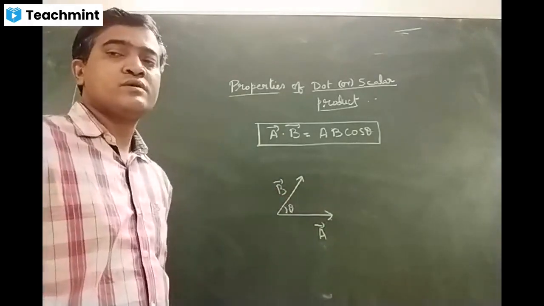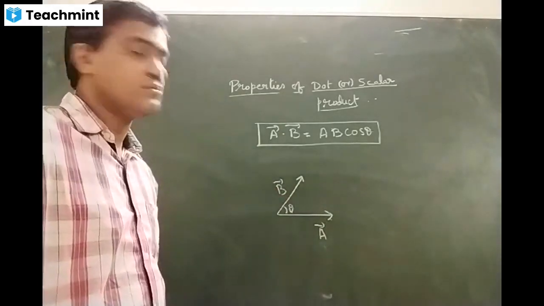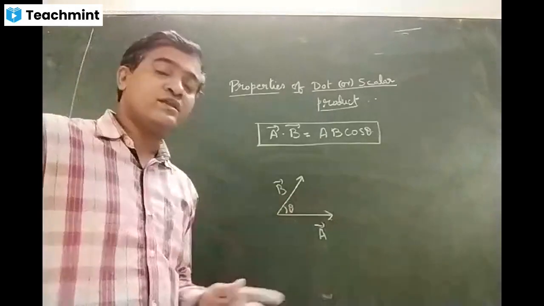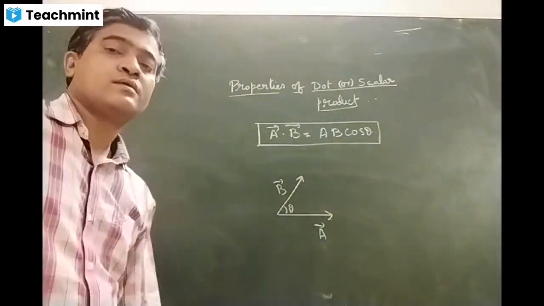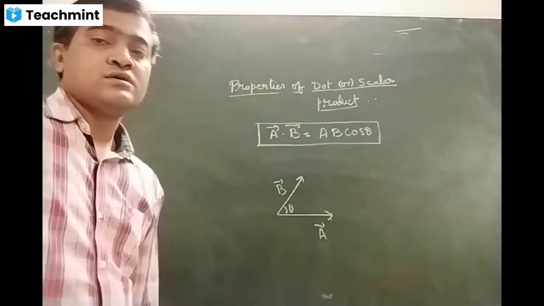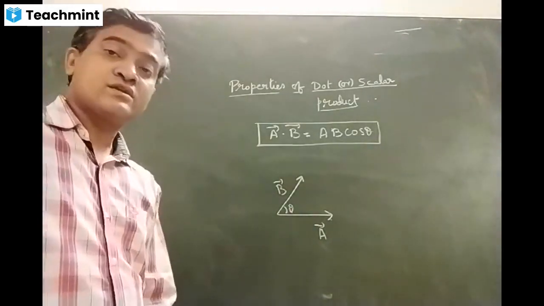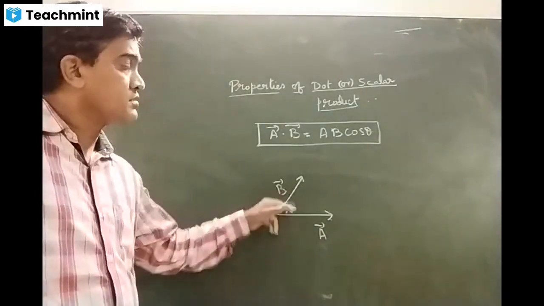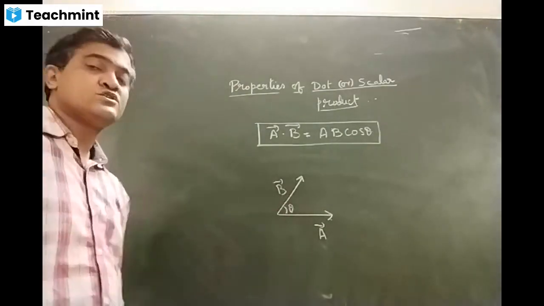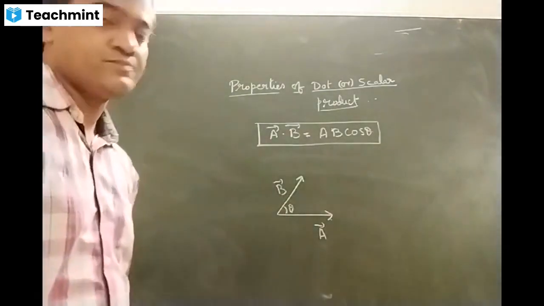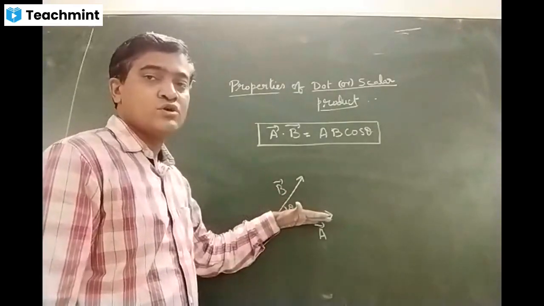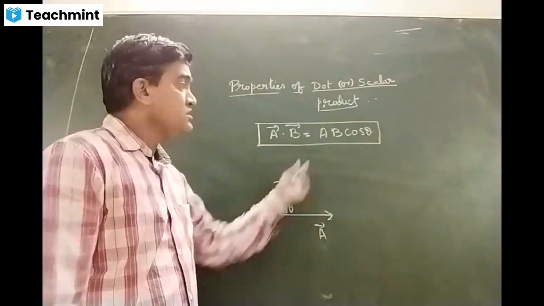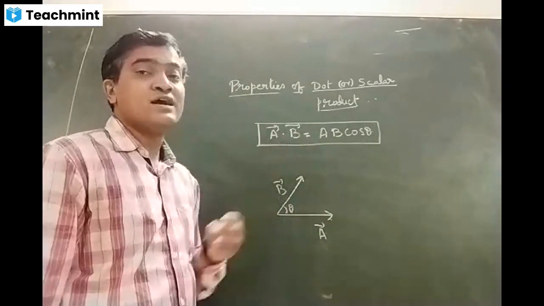I can say collinear also, because they are on the same line. Parallel vectors need not be equal vectors. Equal vectors means the magnitude should be the same and they should be of the same physical quantity. But here, when B bar is lying on A bar, theta is equal to 0 degrees.